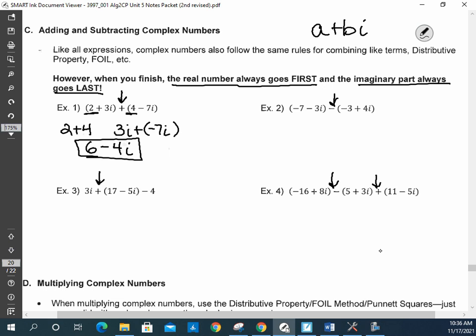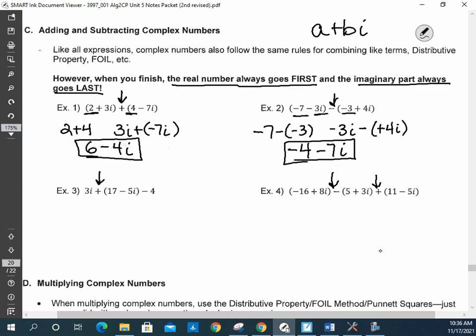Example 2 with subtraction. So negative 7 minus negative 3, negative 3i minus positive 4i. So negative 7 minus negative 3 is negative 4. Negative 3 minus 4, negative 7. There it is. So adding and subtracting, you're still just combining like terms.